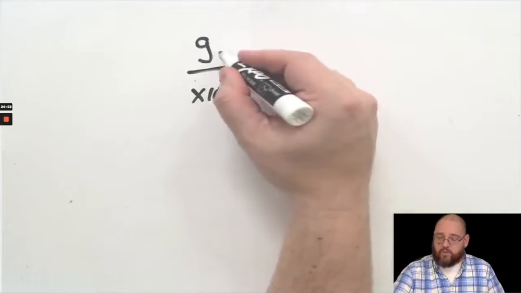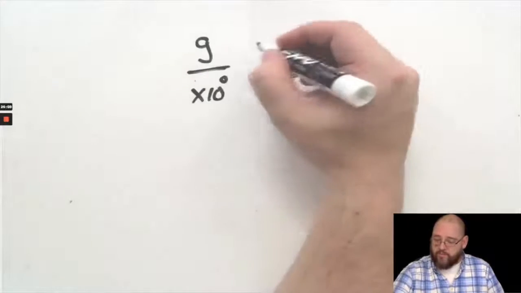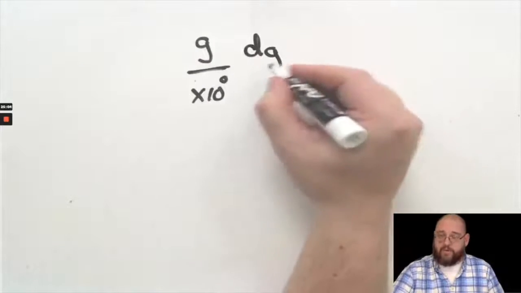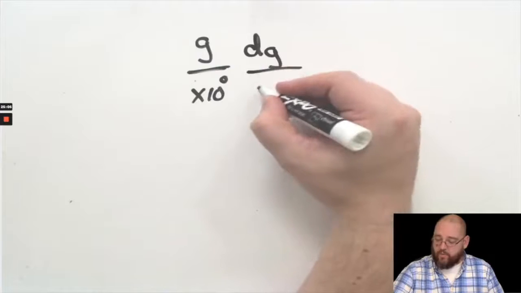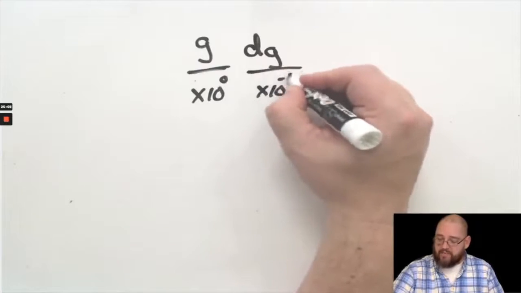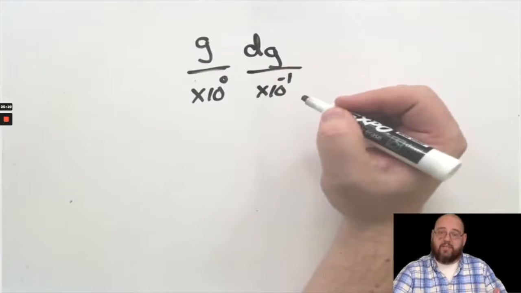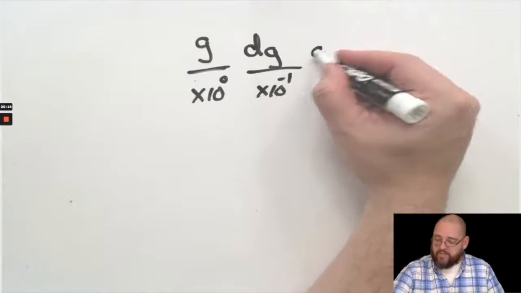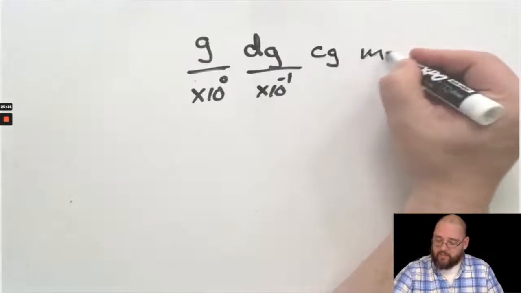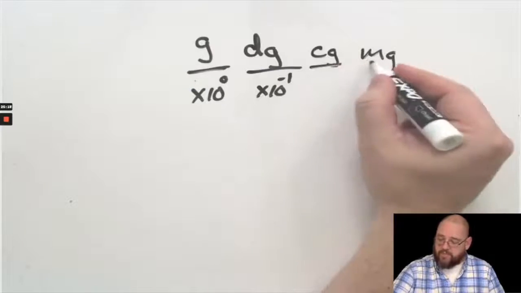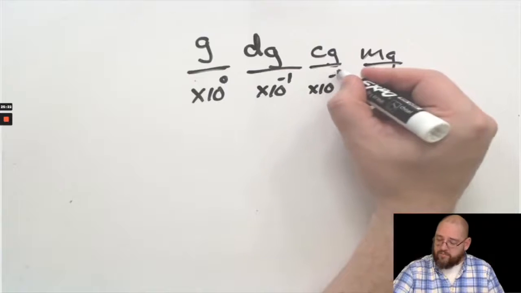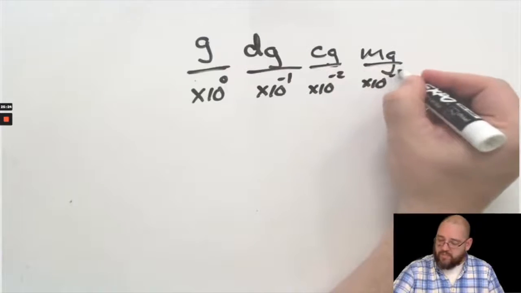Now, if I want to go smaller, we have grams. The next thing would be a decigram. And a decigram is 1/10, or times 10 to the negative 1. It's 1/10. So we're dividing by 10. And then you have centigrams and milligrams. Each of those units would be times 10 to the negative 2, times 10 to the negative 3.